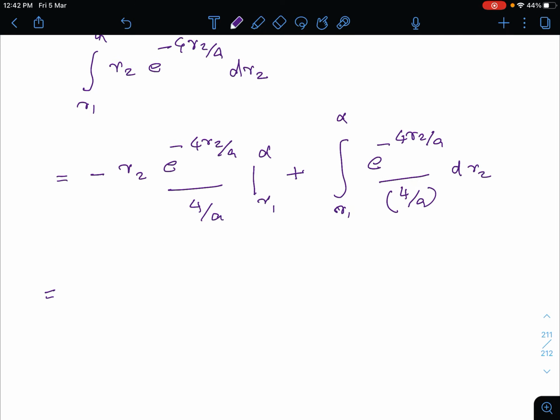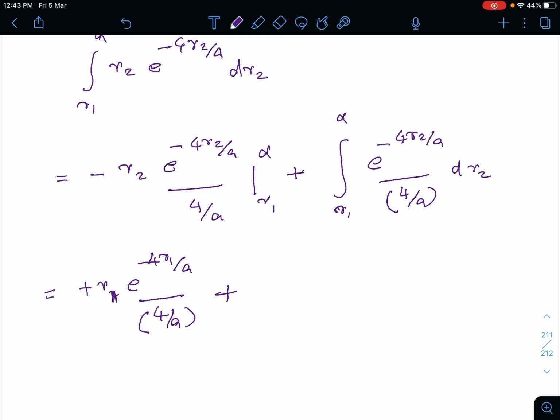So that is minus r2 e raised to, okay, so let's put the upper limit. Now if I put the upper limit, this becomes 0 because the exponential function e raised to minus infinity is 0. Lower limit already will have a minus something lower, so the lower becomes plus r1 e raised to minus 4 r1 by a divided by 4 by a. That's all. Correct.